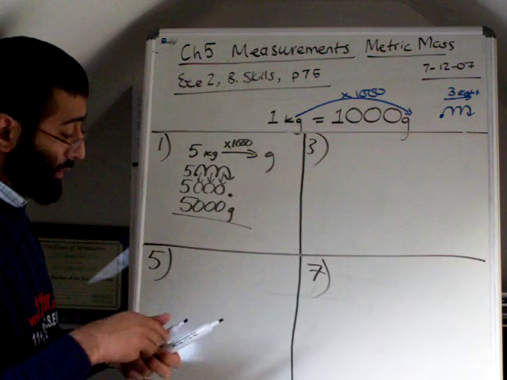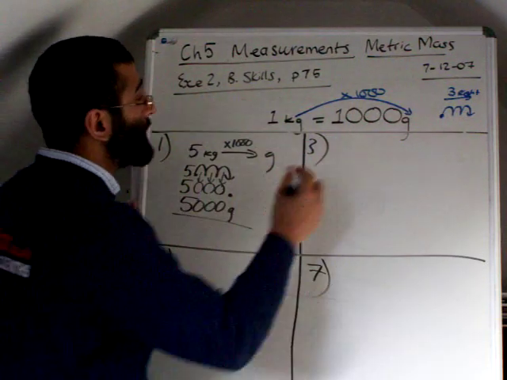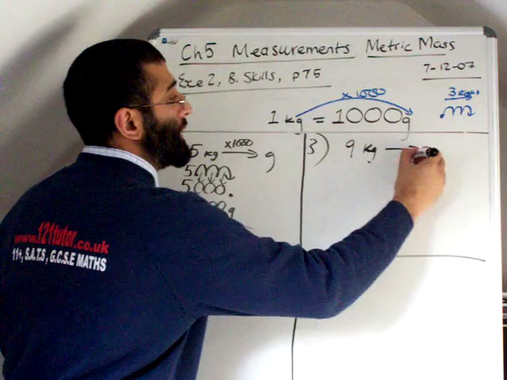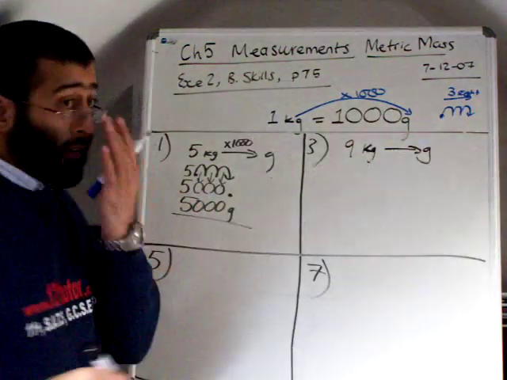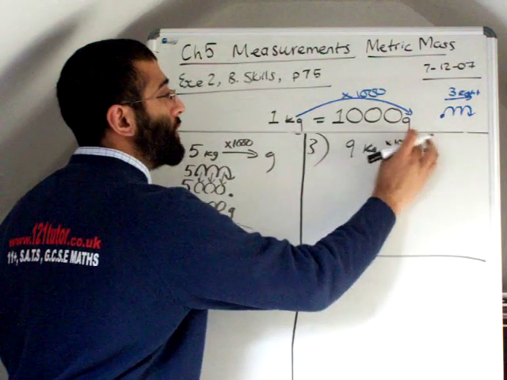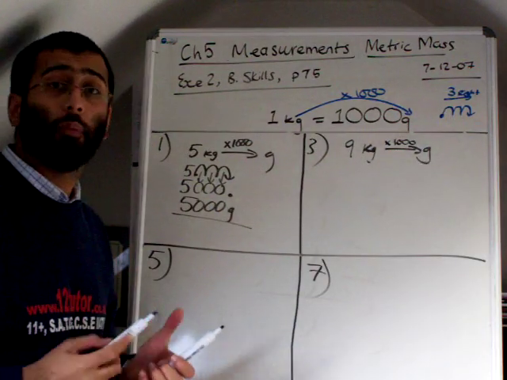Alright, let's just try to do this next one in a bit more colour. Question number 3, we have 9 kilograms. 9 kilograms, we've got to change that into grams. Okay. The more we do the questions, the easier you'll find it. You'll find this whole thing nice and straightforward. Kilograms to grams is times by 1,000.